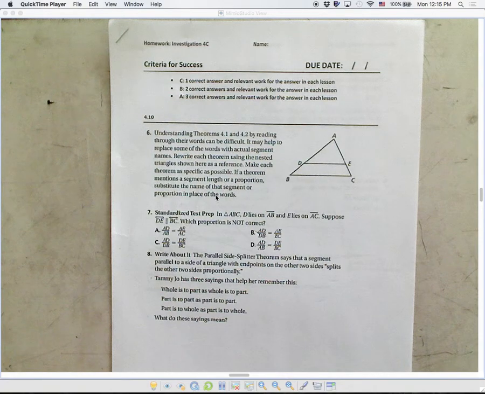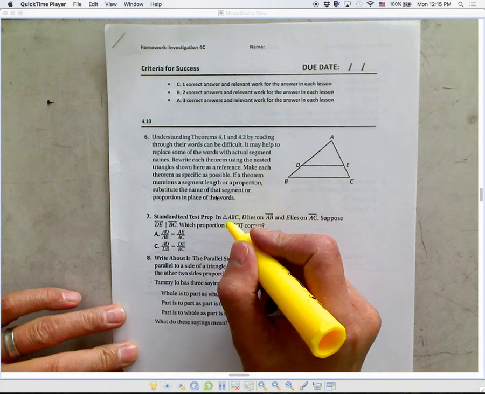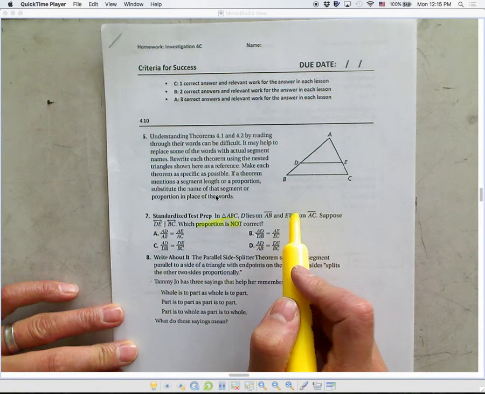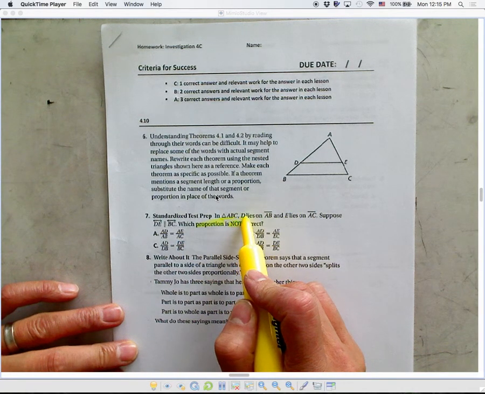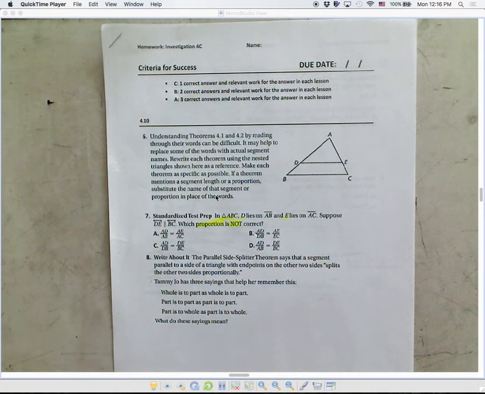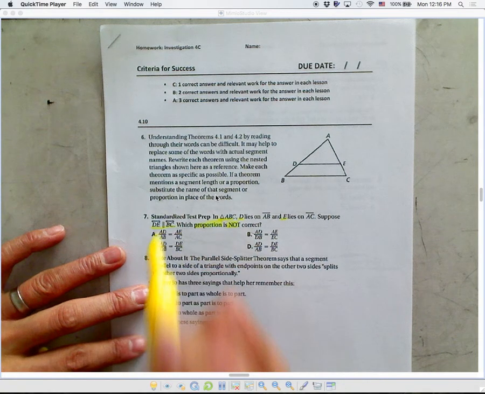In triangle ABC, D lies on segment AB and E lies on segment AC. Suppose line DE is parallel to line BC, which proportion is not correct? So our goal is to find something that is not proportional. What we know is we are talking about triangle ABC with point D on segment AB and E on segment AC, and also we know that DE and BC are parallel.